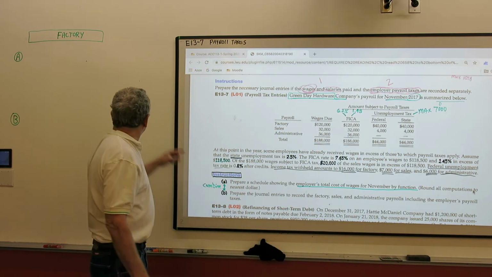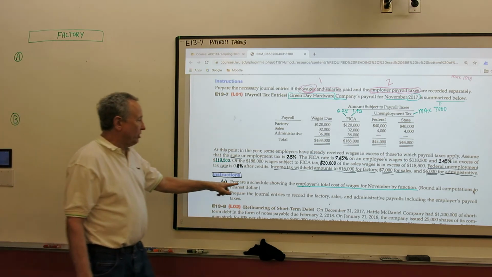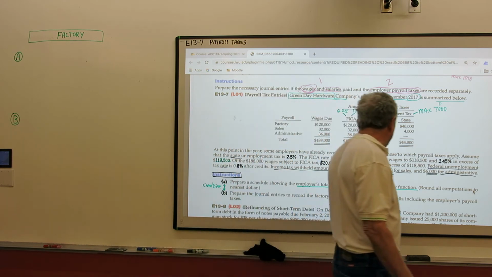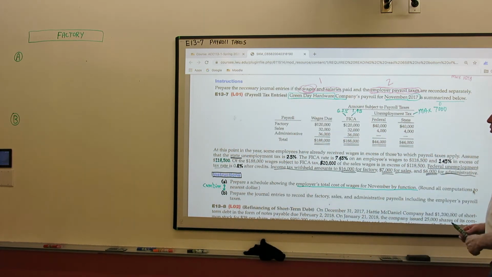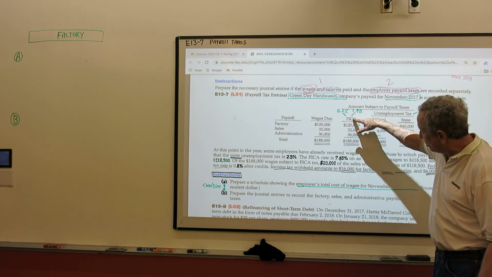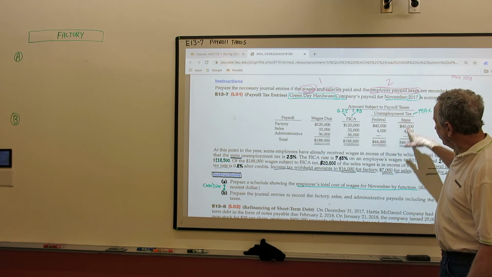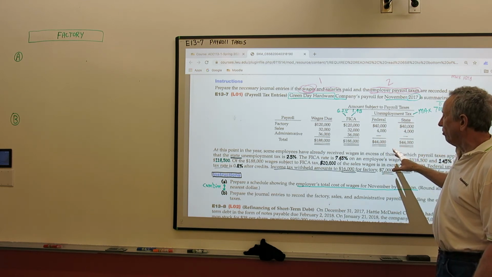I'm going to do them together. I'm going to go ahead and do factory A and B together. But it says prepare a schedule showing the employer's total cost of wages. You know the total cost of wages. It costs for the wages. It costs because the employer has to match the FICA, and the employer pays for the Fed and the state unemployment. So we're going to have to get all those.